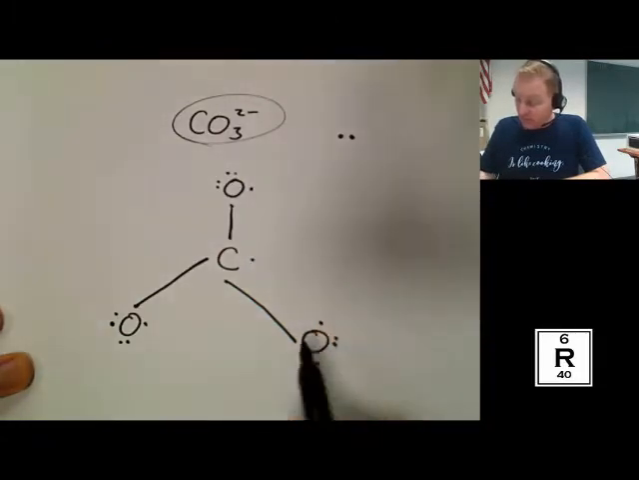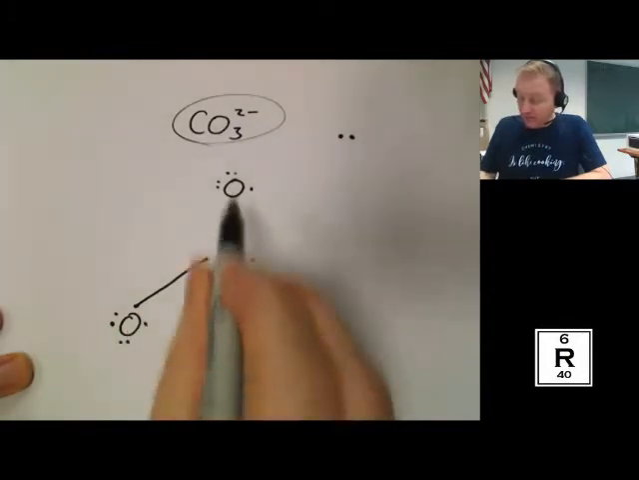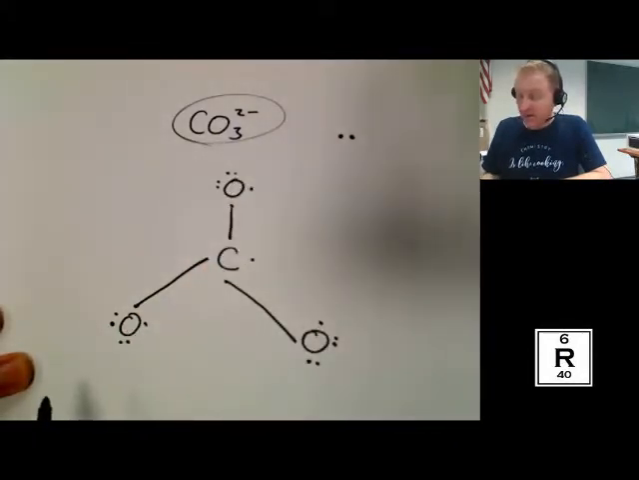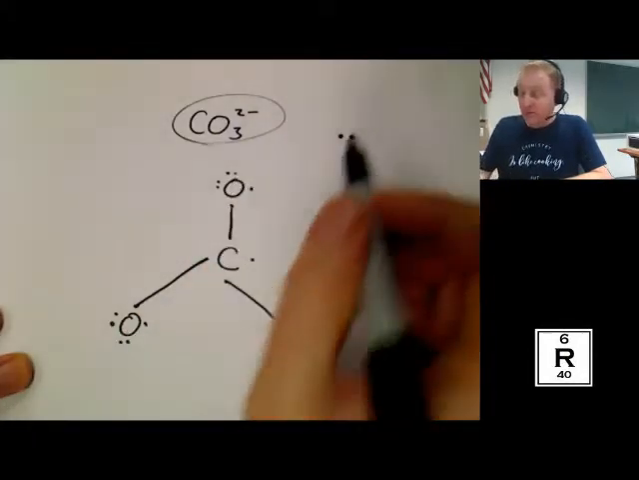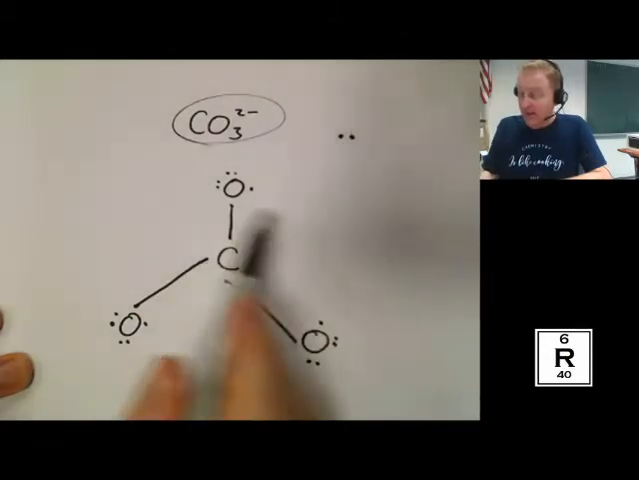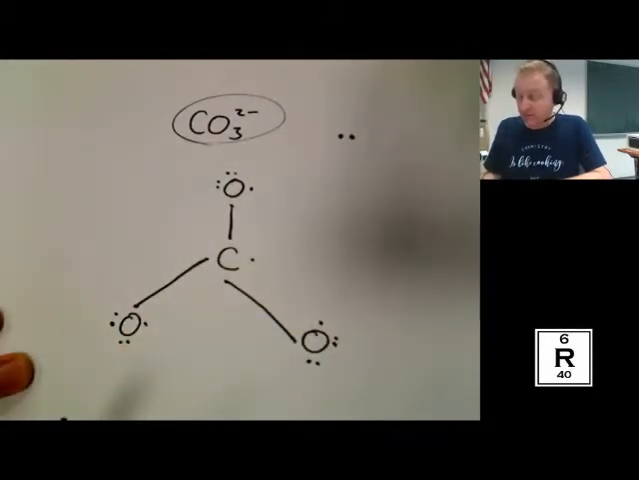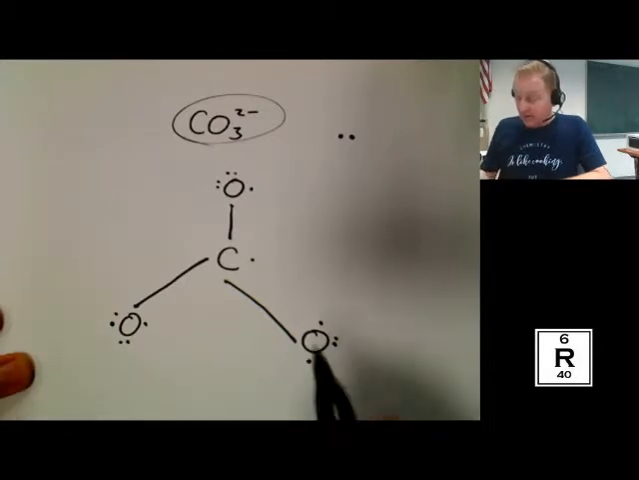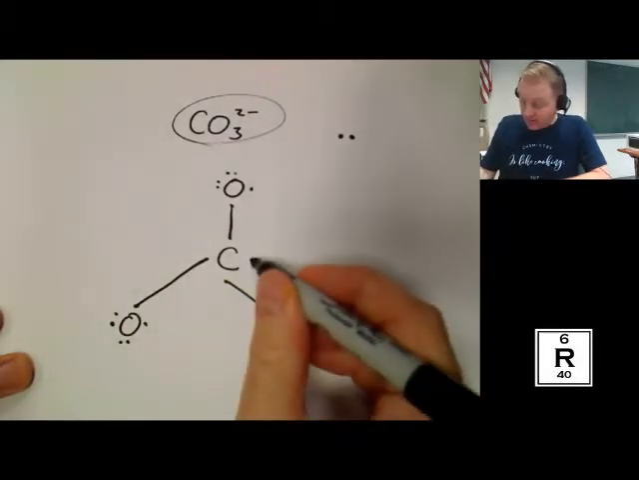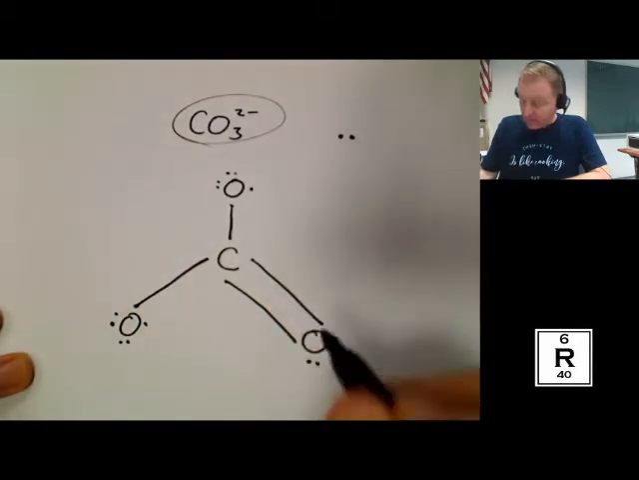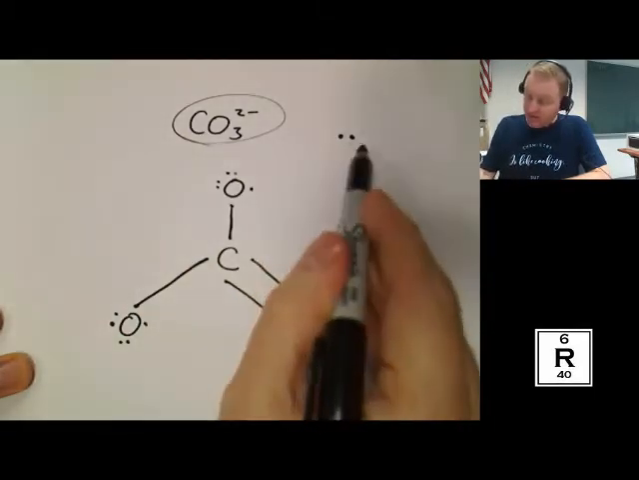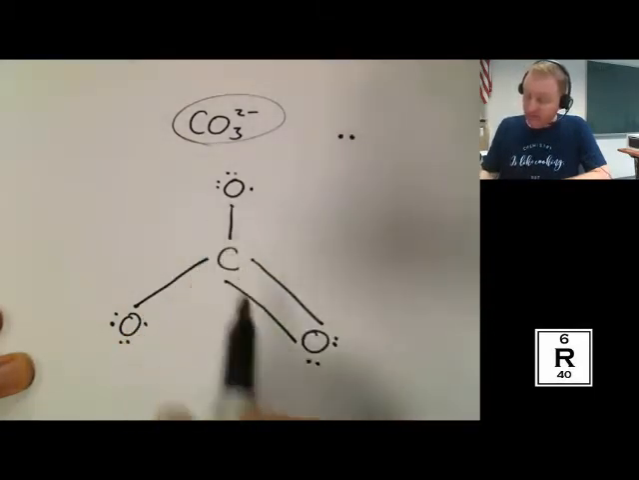I got 1, 2, 3, 4 unpaired electrons that need a pair or a bond of some sort, but I've only got two in the bank, so I can't give one to all four of these. So I'm gonna have to share somewhere. So I'm gonna share right here, make a double bond this direction, and now I analyze and I've got two to spare and I have two that need electrons.